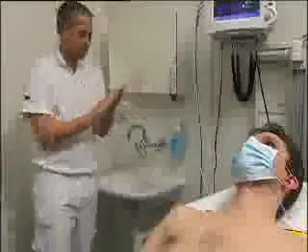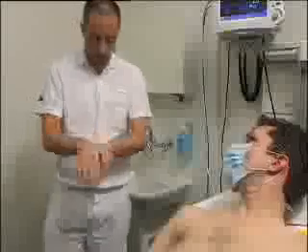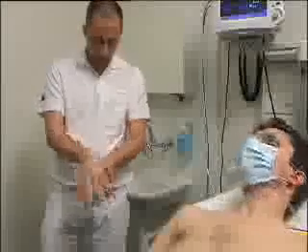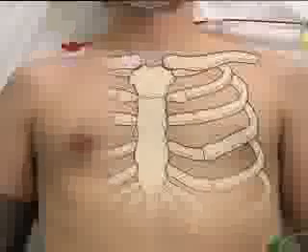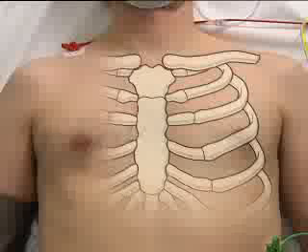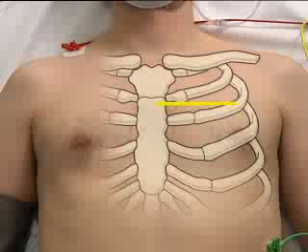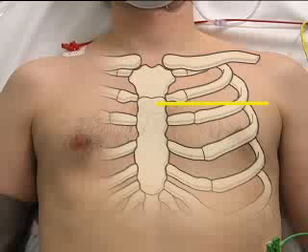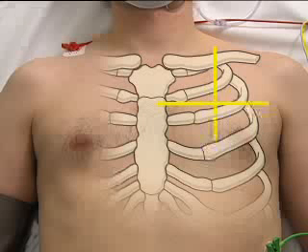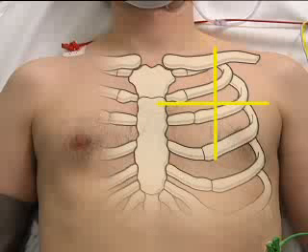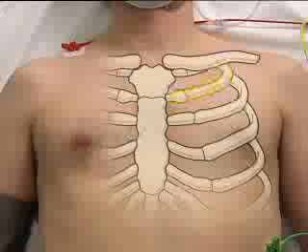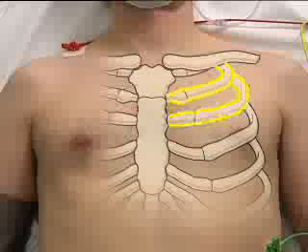Rub your hands with an alcohol-based formulation and then examine the patient to determine the location of landmarks for the procedure. The preferred location for placement of a needle for aspiration of pneumothorax is the second intercostal space in the mid-clavicular line on the side with the pneumothorax. Begin by locating the second and third ribs. The second rib is the first palpable rib that can be felt just below the collarbone.